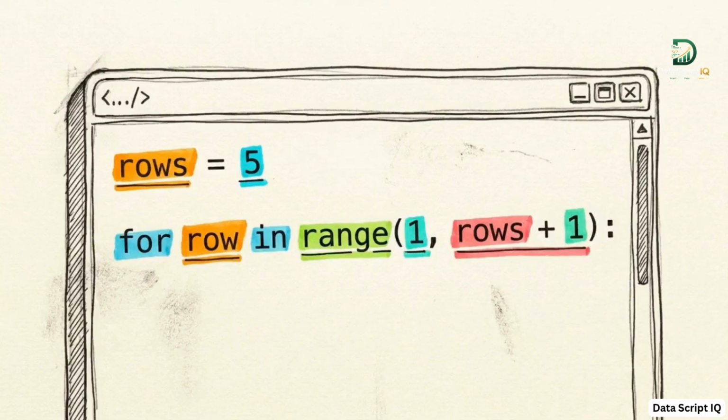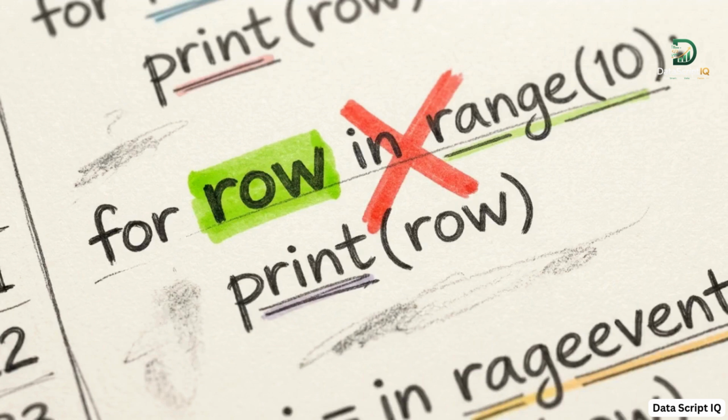Type the variable rows equals 5. Then initialize the loop by typing for row in range(1, rows + 1). Notice that we named the variable row. Using descriptive variable names instead of arbitrary letters like i keeps your logic easy to read and maintain.